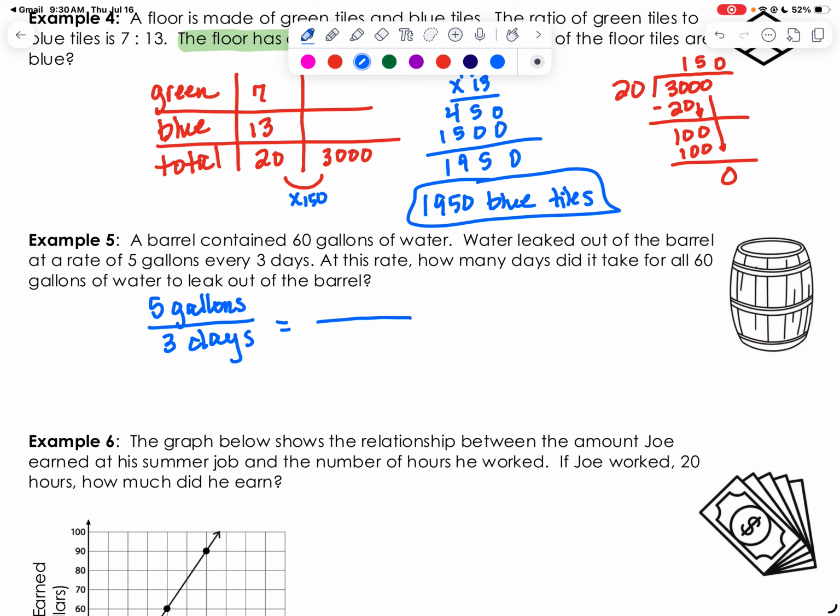barrel? Since the 60 is gallons, I want to put it in my numerator. And we do not know the number of days. So what I need to do here is figure out what we need to multiply to scale 5 to 60. Well, 5 times 12 is 60. So if I scale the bottom by 12, 3 times 12 gives me 36. So it will take 36 days.